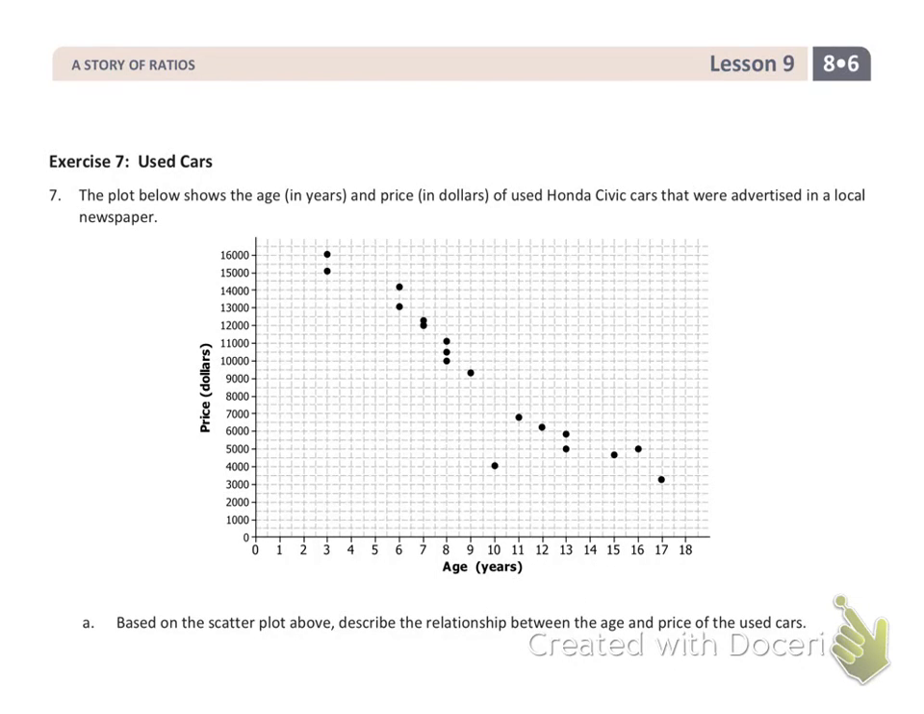Okay, our next example in exercise 7 is about used cars. So this plot shows the age in years and the price in dollars of used Honda Civic cars that were advertised in a local newspaper. So you're asked, based on the scatter plot above, describe the relationship between the age and the price of the used cars. So pause the video and write down, what is the relationship?